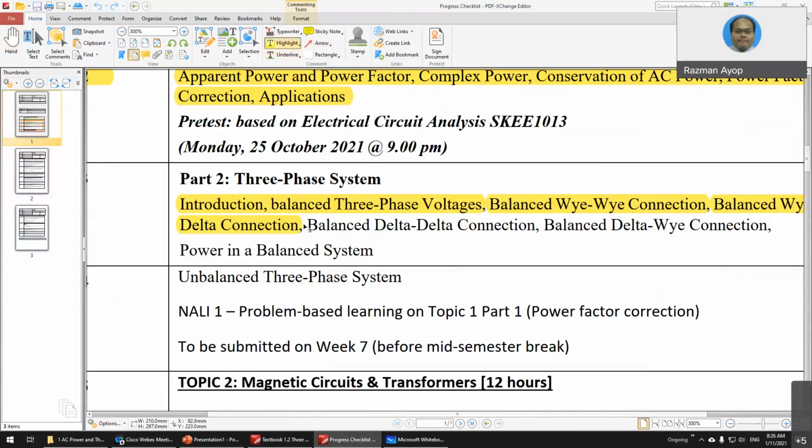So we have finished balanced delta-delta connection. The next part is the balanced delta-Y connection.